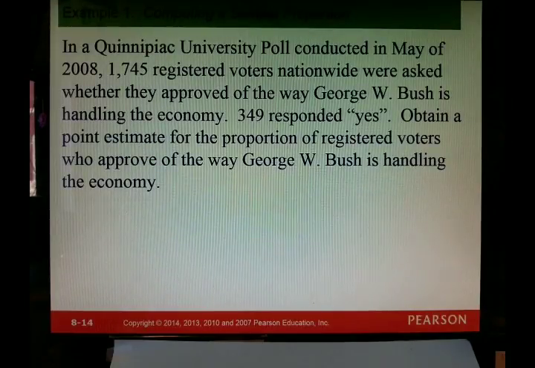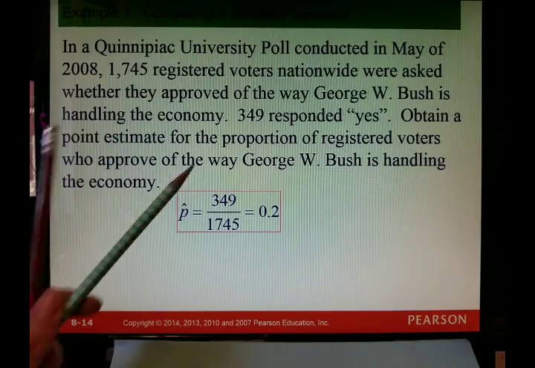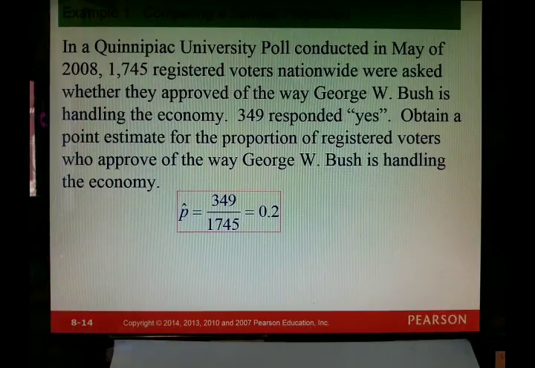In this university poll conducted in May of 2008, 1,745 registered voters nationwide were asked whether they approved of the way George W. Bush was handling the economy. 349 had responded yes, they were. Obtain the point estimate for the proportion of registered voters who approved of the way George W. Bush was handling the economy. So again, our point estimate would be 349 out of the total of 1,745. So at that time, 20% of the population was in favor of how he was running the economy.